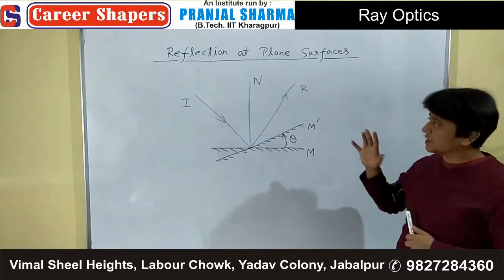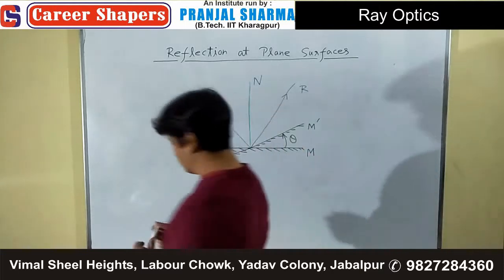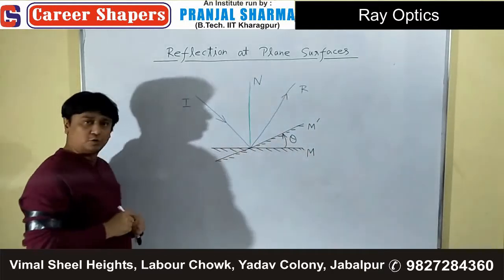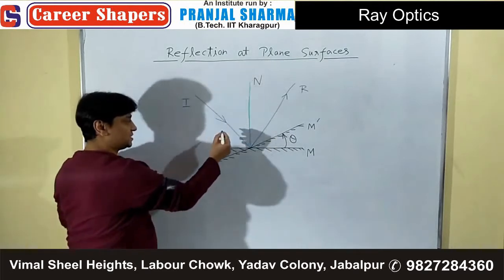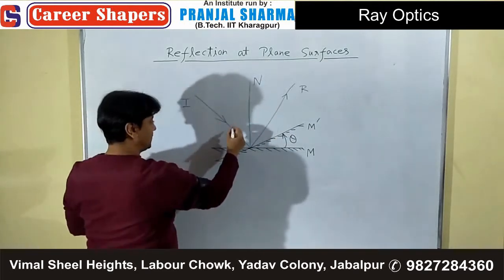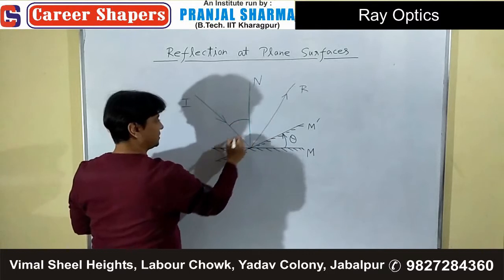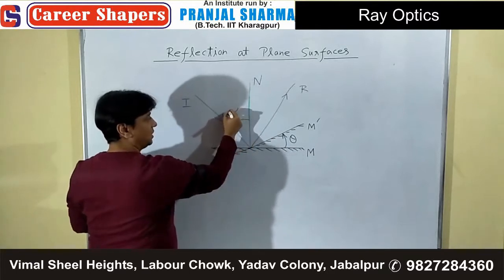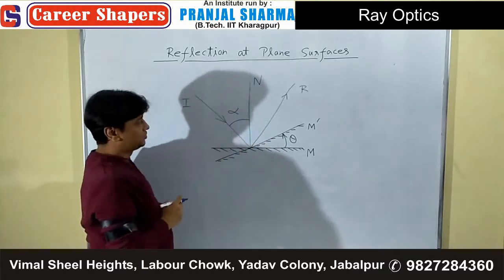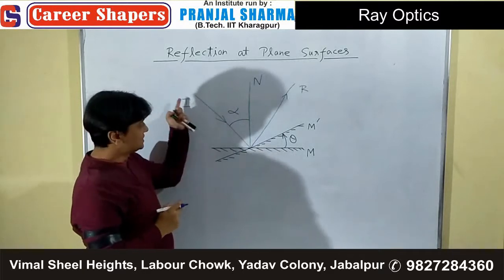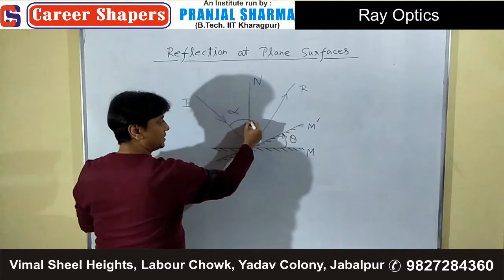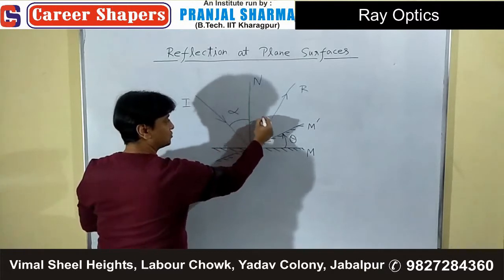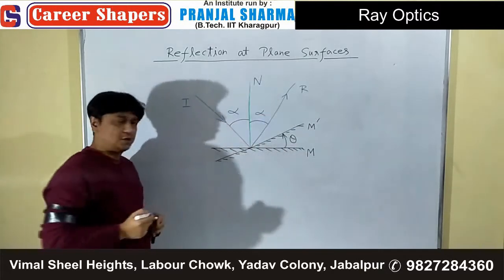हमने क्या इस क्वेश्चन के अंदर चीजों को डिफाइन करना है? All these angles should be defined. Let's say this angle is alpha, which is the angle of incidence of this incident ray. And therefore, you know that this angle is also alpha. They both are the same.